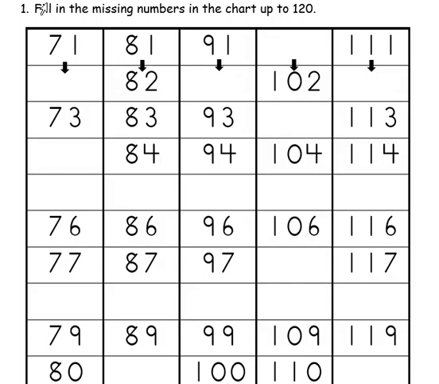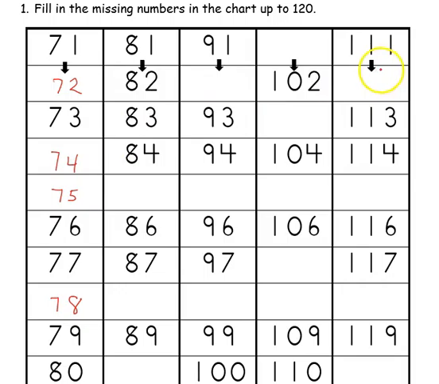So to begin with, they'll start by filling in this chart. We're given a number at the top of the chart, and we just need to count by ones going down the chart. So we would have 71, 72, 73, 74, 75, 76, 77, 78, 79, and 80.